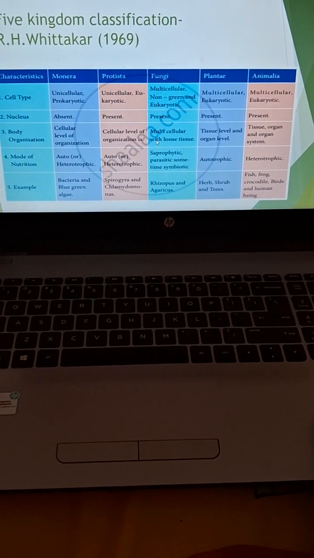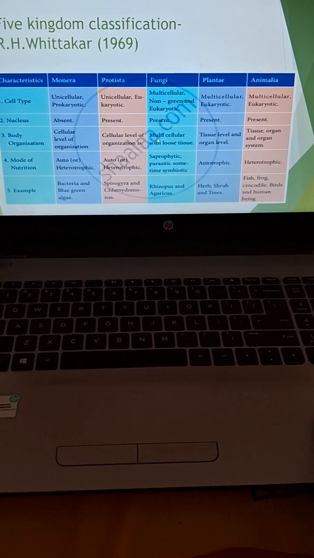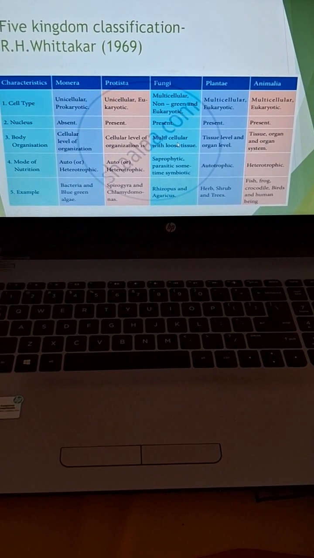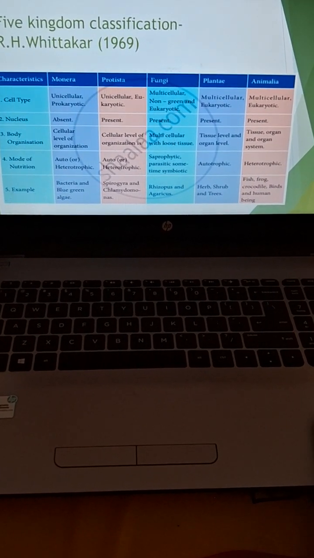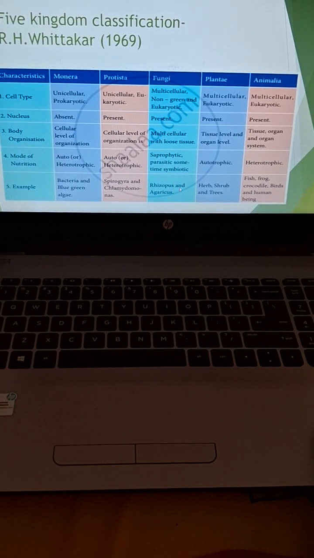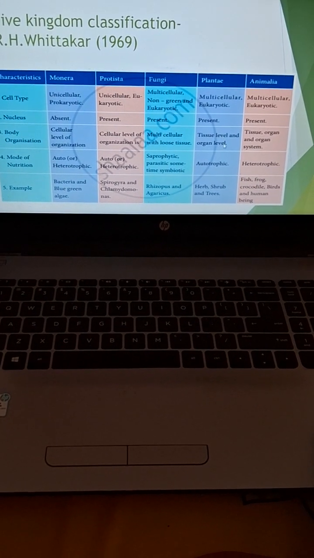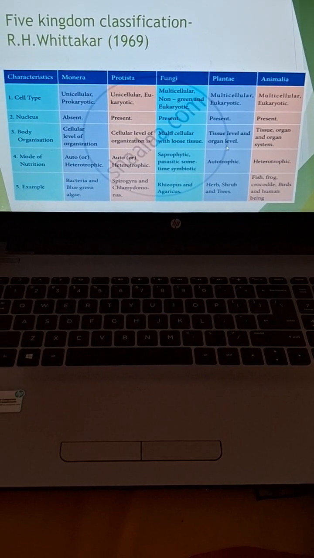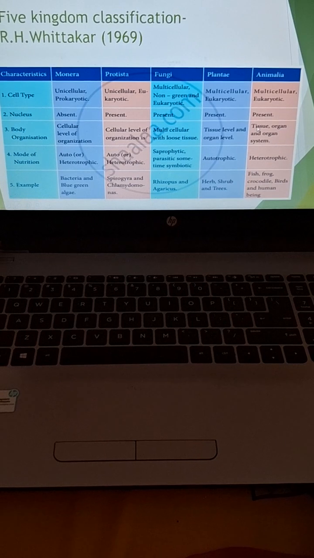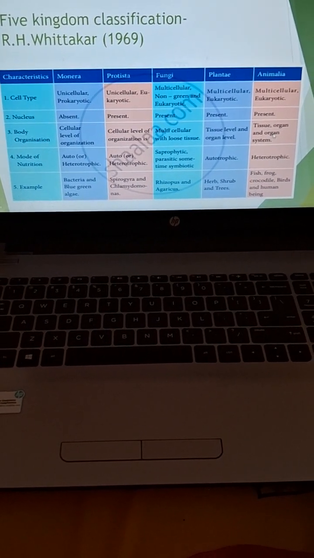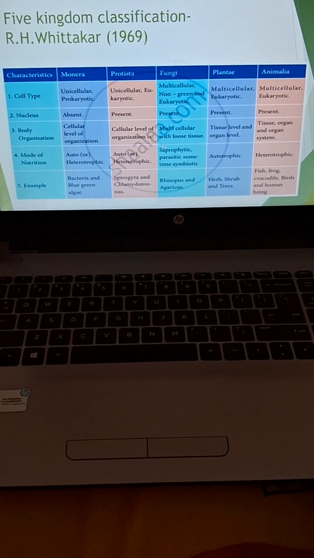So fungi are multicellular but with a loose tissue organization. Completely formed tissues are not present in the fungi but they have a loose tissue. So here in the Plantae, tissue level and organ level organization is there, and in Animalia, tissue, organ and organ system level of body organization.